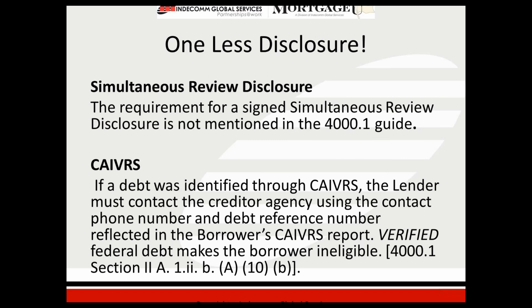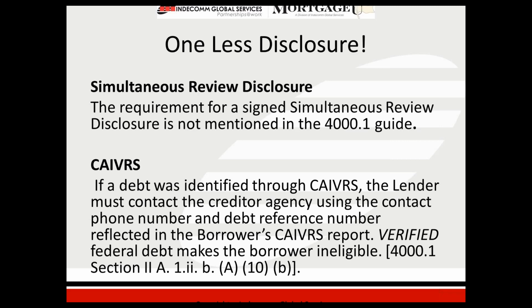Let's take a look at CAIVRS. Those are still on page 2 of your job aid. CAIVRS stands for Credit Alert Interactive Voice Response System. Well, at least that was the old way we described the word CAIVRS. In the new 4000.1 HUD handbook, CAIVRS is now defined as Credit Alert Verification Reporting System. So nobody dials up a phone number to get the CAIVRS numbers anymore, which was why FHA changed what the CAIVRS acronym actually stood for. Everything is all online now.